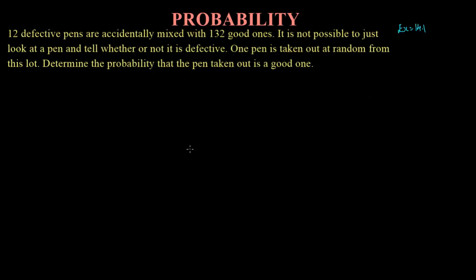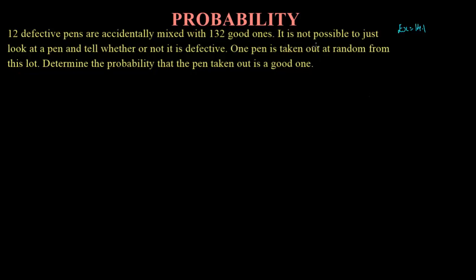In this video, we are going to discuss two questions which I have taken from the NCERT Mathematics textbook, that is question number 16 and question number 17 of the chapter Probability. Here in this question, they have given you 12 defective pens which are accidentally mixed with 132 good ones. So 12 are defective and 132 are good ones, right?